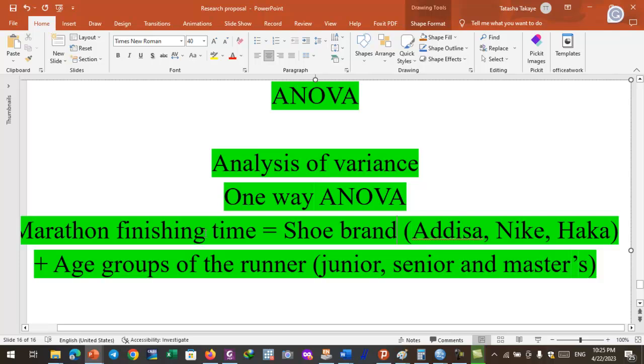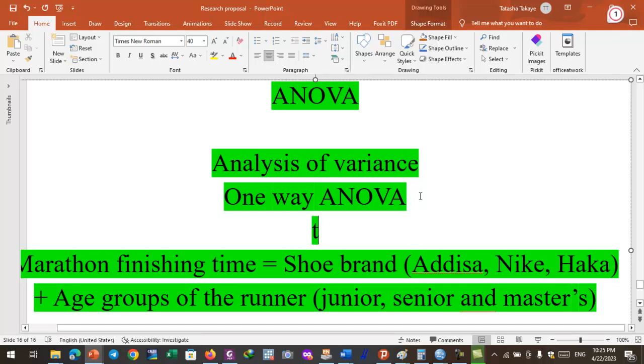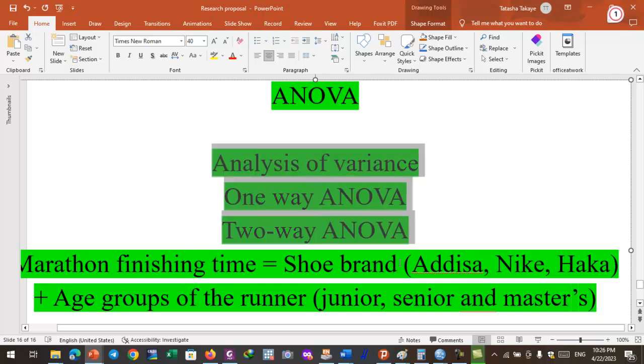Another example I want to show you here is the three-way ANOVA. Now we have seen one-way ANOVA, and we have seen two-way ANOVA. The next is three-way ANOVA. What makes an ANOVA a three-way ANOVA is another question that we must address.